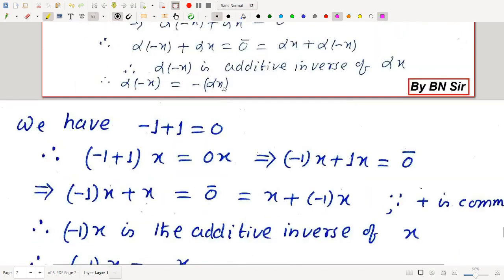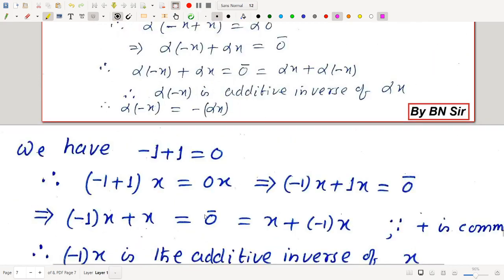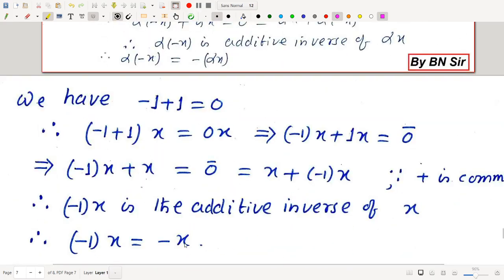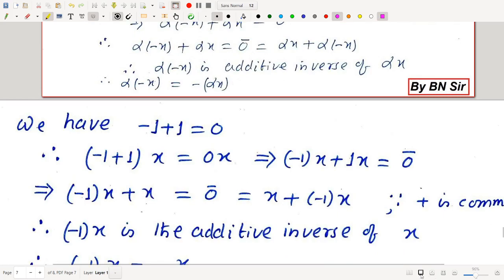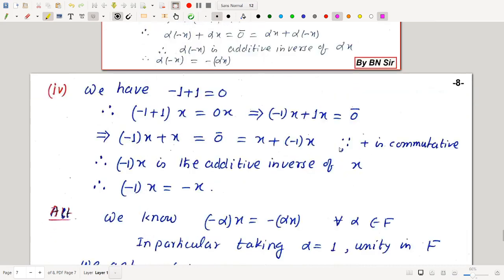Alpha into minus x is minus alpha x, and minus alpha into x is also minus alpha x. Next, number 4.